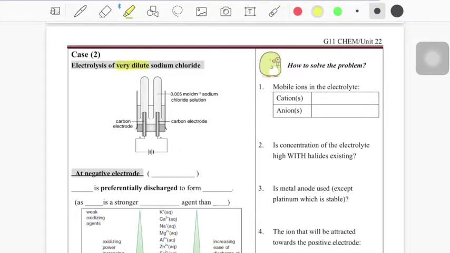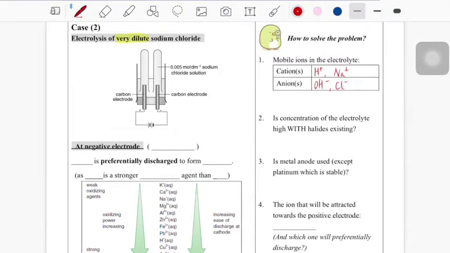So again, step 1, we're going to list out all the ions that exist in the electrolyte. So in this case, again, the solvent water would dissociate to provide H plus and OH minus for us. And also we have put sodium chloride in the solution. That means it will provide sodium ion and also chloride ion.